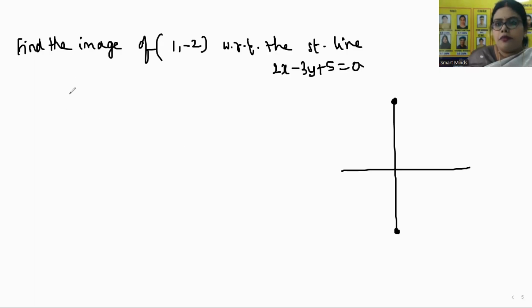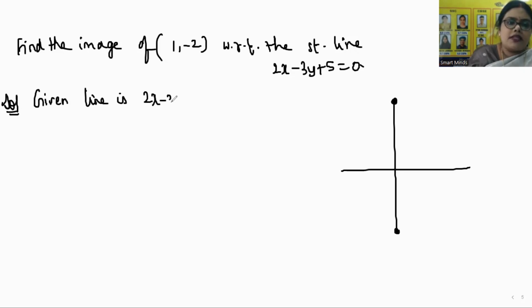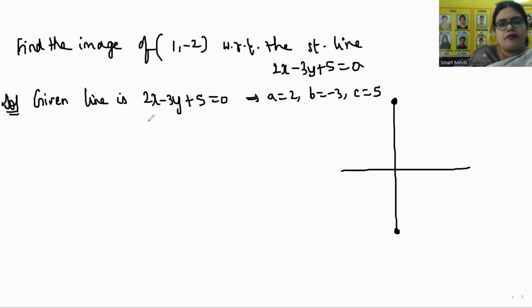So let's take another problem, that is, find the image of (1, minus 2) with respect to the straight line 2x minus 3y plus 5 is equal to 0. So this will be the figure. Okay. So first let us write the given line. Given line is 2x minus 3y plus 5 is equal to 0. So A is 2, B is minus 3 and C is 5. Given point is (1, minus 2). Let us take it as x1, y1.